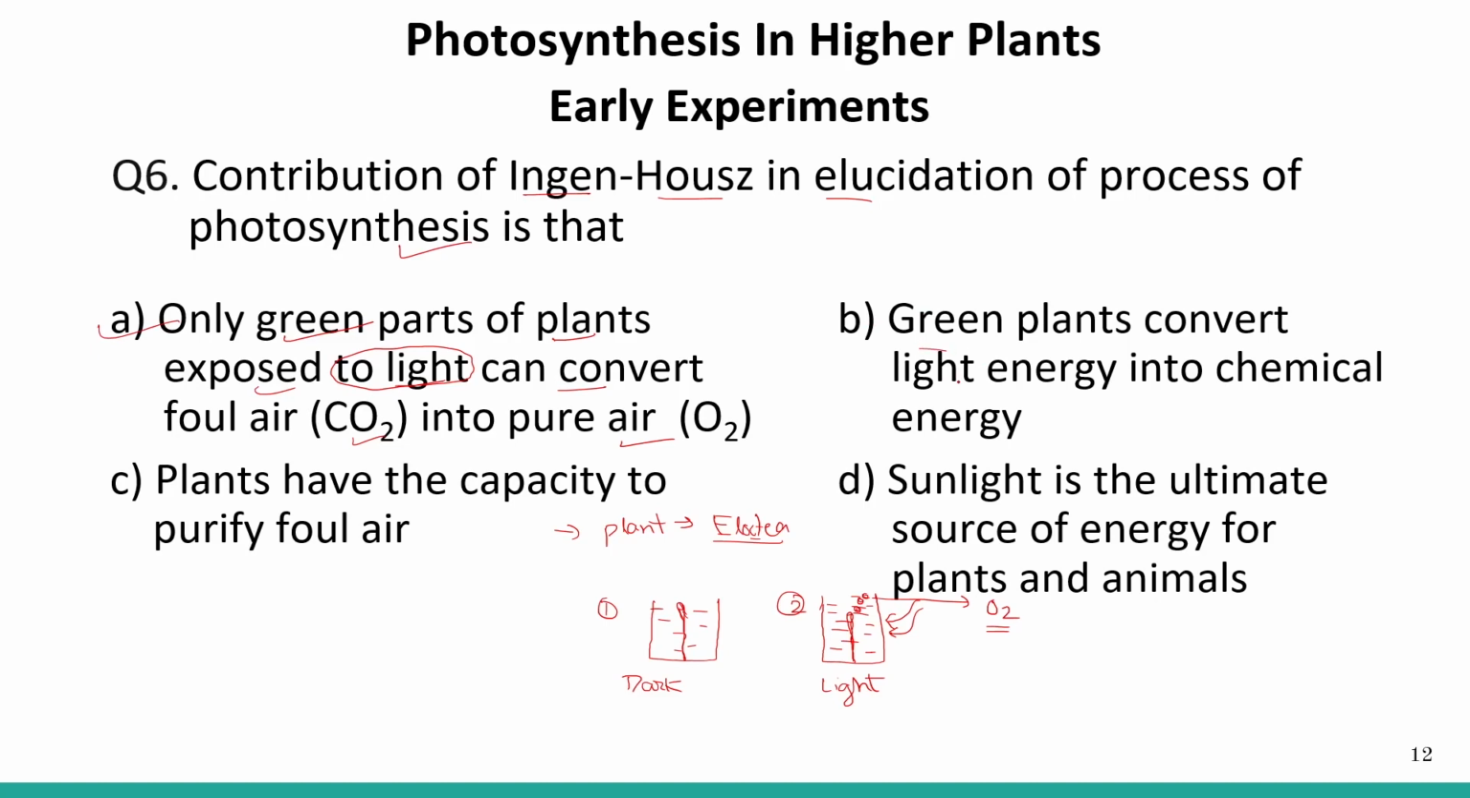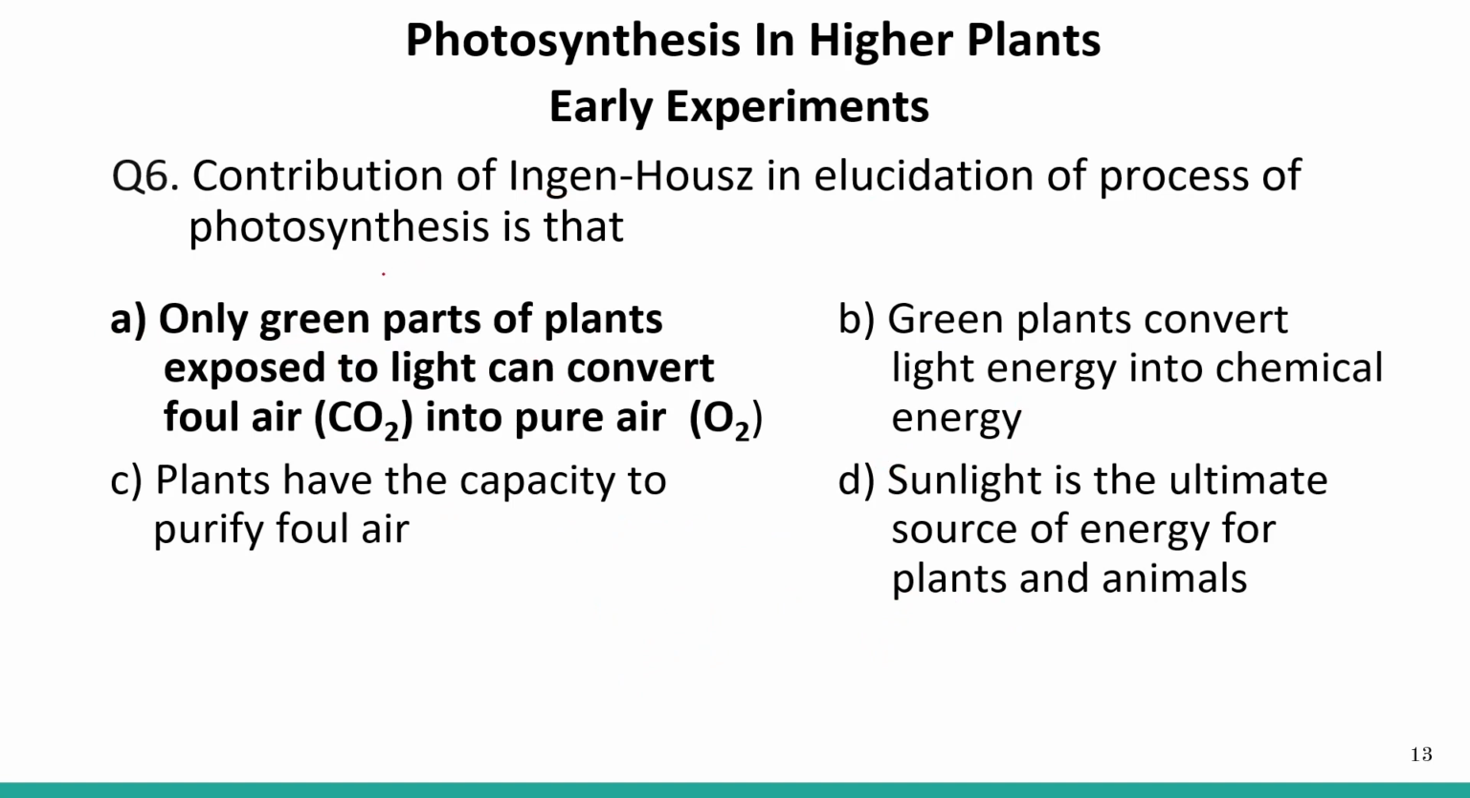Green plants convert light energy into chemical energy. Not correct. Plants have the capacity to purify foul air. So this is also not correct here. Sunlight is the ultimate source of energy for plants and animals. This is also not correct. Alright, so Ingenhousz, from the experiment, showed that only green parts of the plant exposed to light can convert carbon dioxide into oxygen, or you can restore the air. So option A is correct.